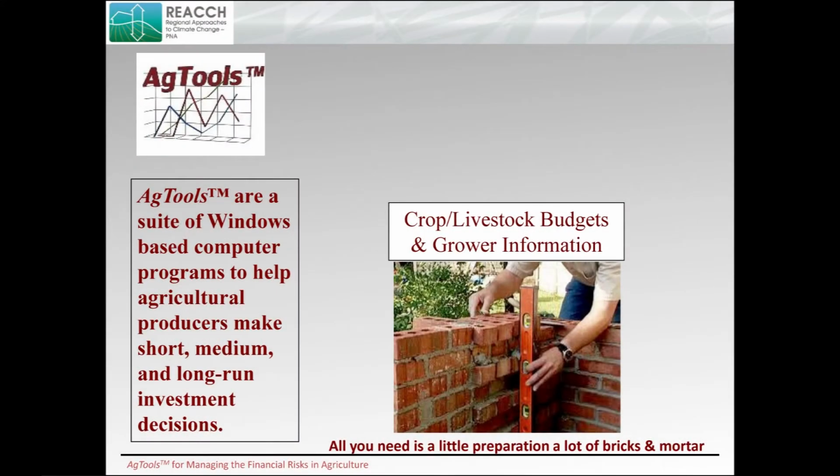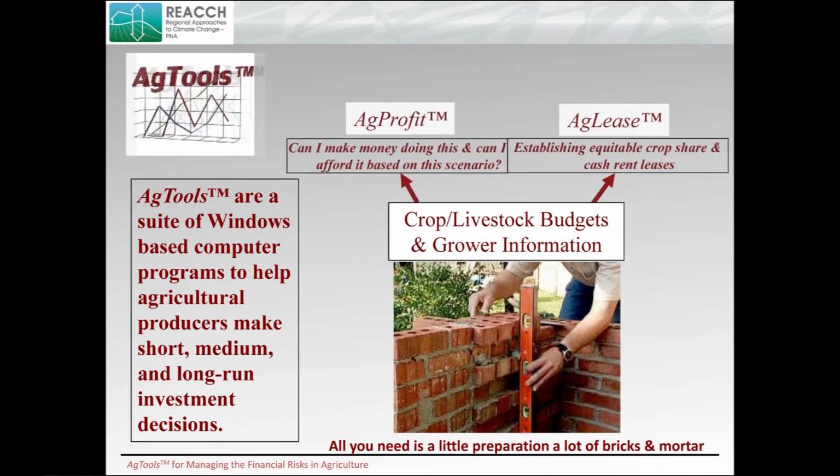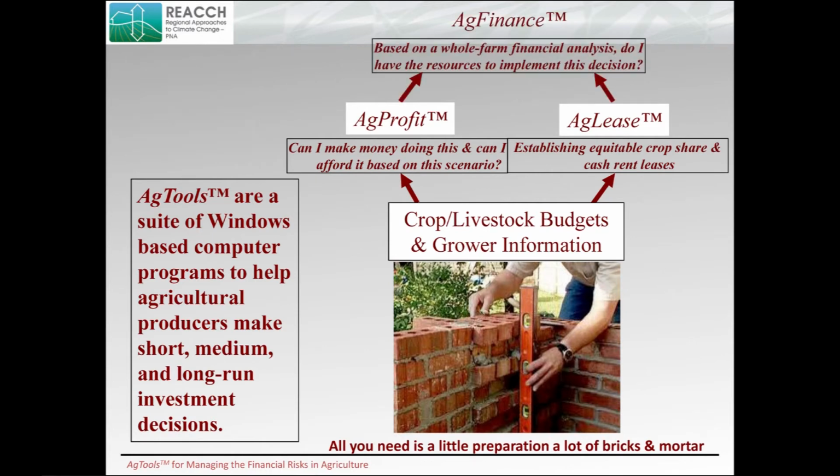So basically where we start is from crop and livestock budgets and grower information and say, okay, our costs are this, and what we do with that information is compile it into the Ag Profit or Ag Lease budget files. And as soon as those are built, we plug them into Ag Finance and see how these crop budget files will affect the farm as a whole, or the business.